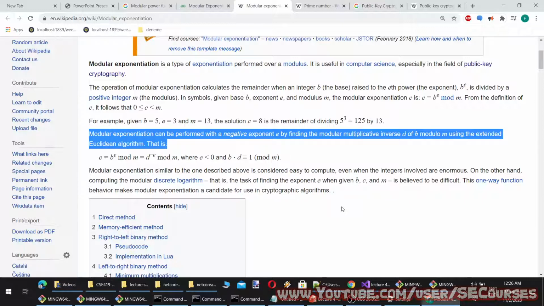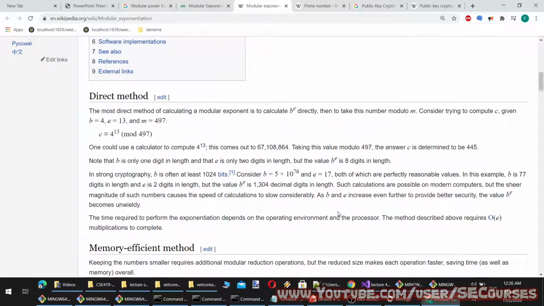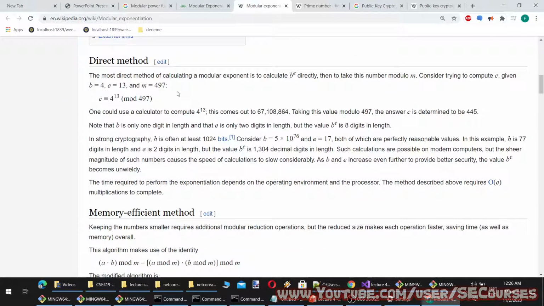Modular exponentiation can be performed with a negative exponent e by finding the modular multiplicative inverse d of b modulo m using the extended Euclidean algorithm. Okay, let's see if there is more.